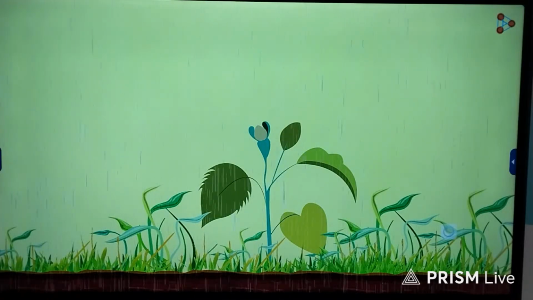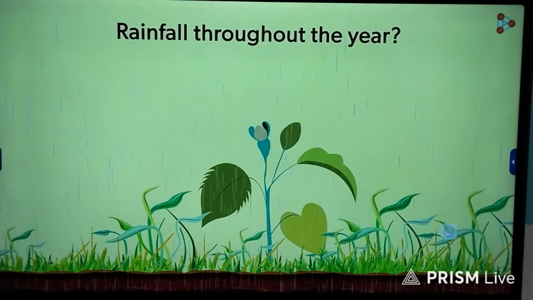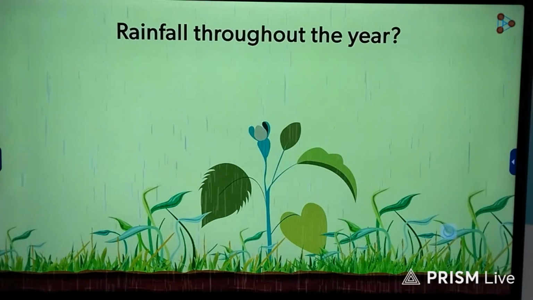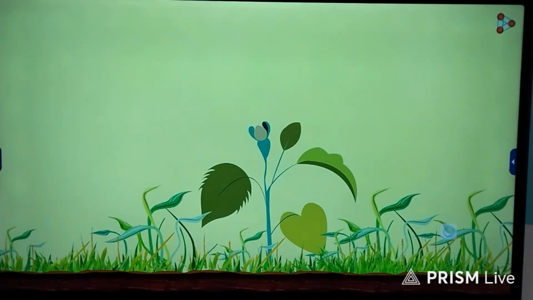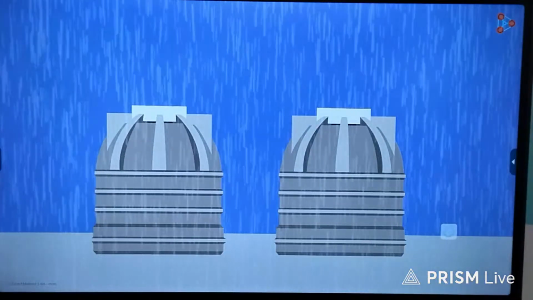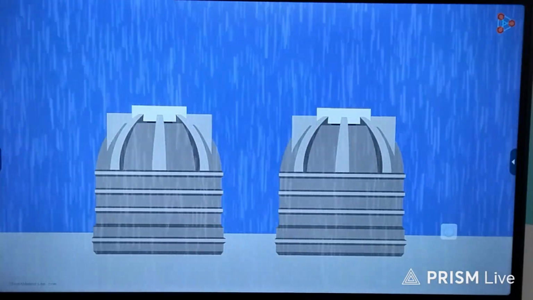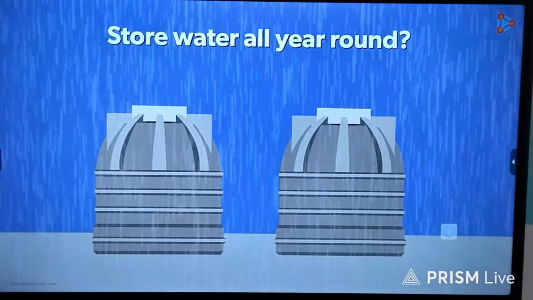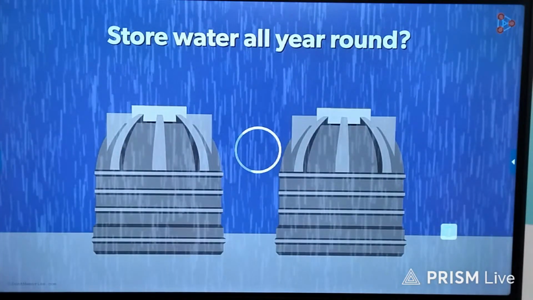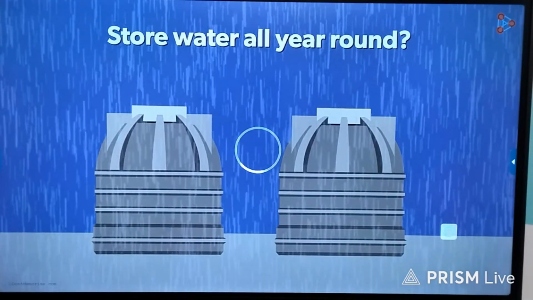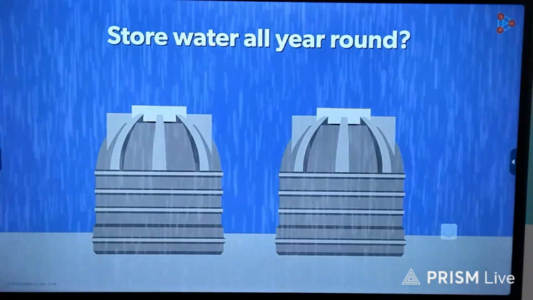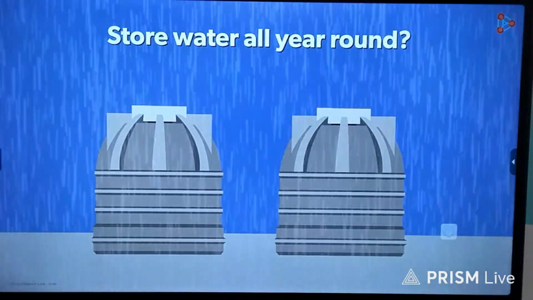Rain. Absolutely right. And do we have rainfall throughout the year? Unfortunately, we don't. How do we then get the water we need for the plants? You may say we can store water to fulfill our needs. But the question is, can we store water all year around? Thanks to nature, it has its own way of storing water.